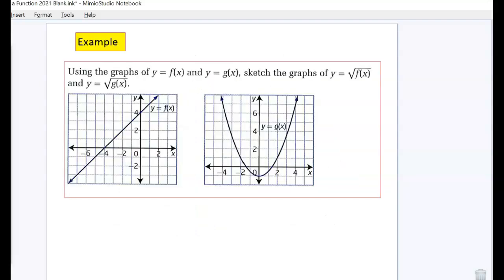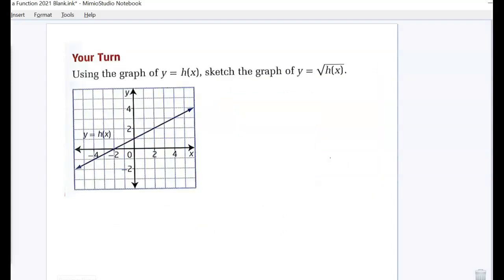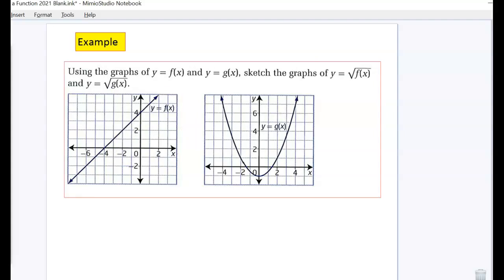All right, a couple of examples. They want you to sketch the root of each of these functions. Again, I encourage you to pause the video and try these two first. For the first one, we want to look at the 0, which is right here. Where y is 1 is right here. Y is 4 there, so in the root function, it's going to be there. And the graph is going to look something like that.